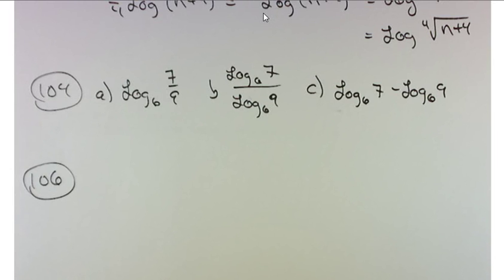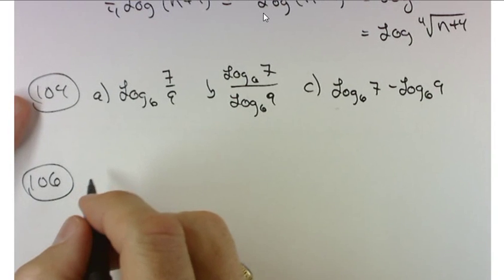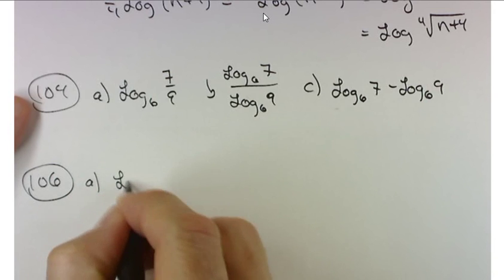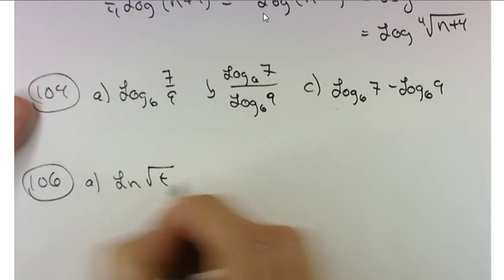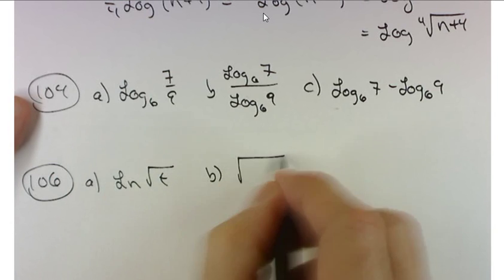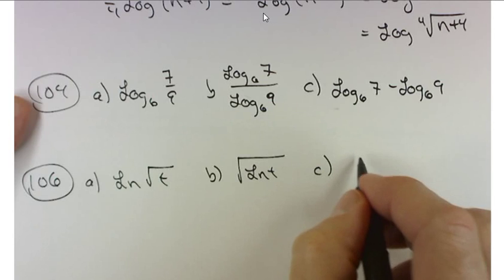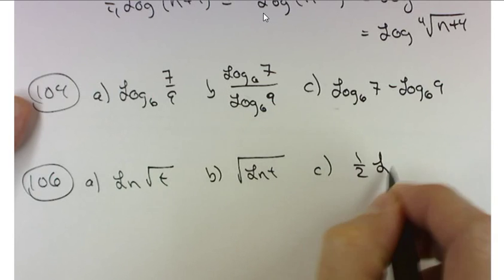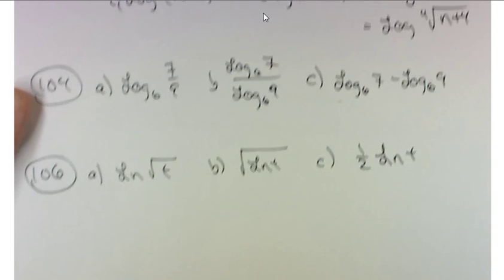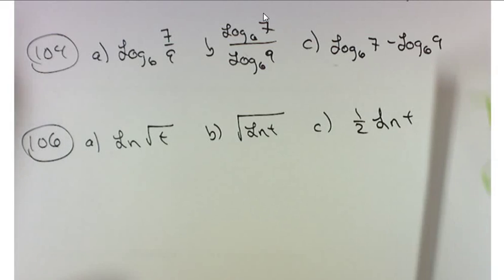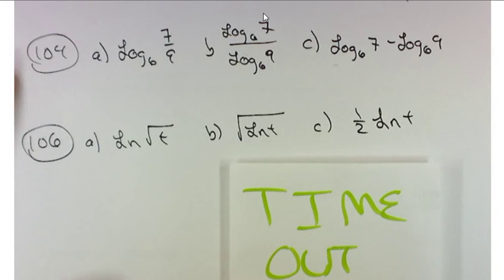And we'll do the same thing for problem number 106. Part A is the ln of the square root of t. Part B is the square root of the ln of t. And part C is 1/2 ln of t. So try and figure out which ones of those are equivalent. I'll walk around and try and help out. Help each other out too.